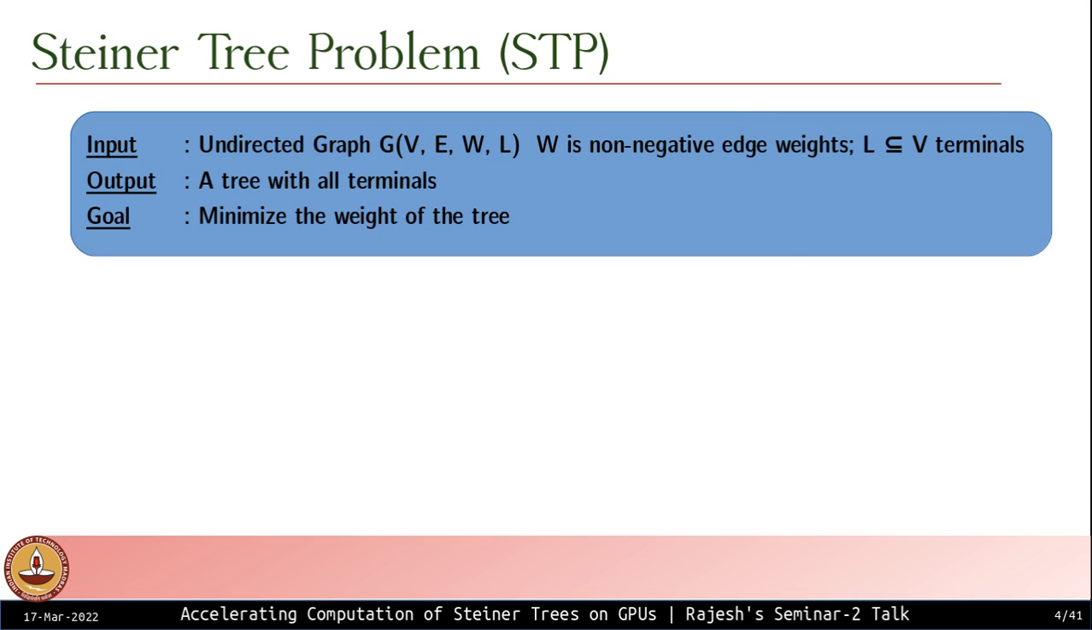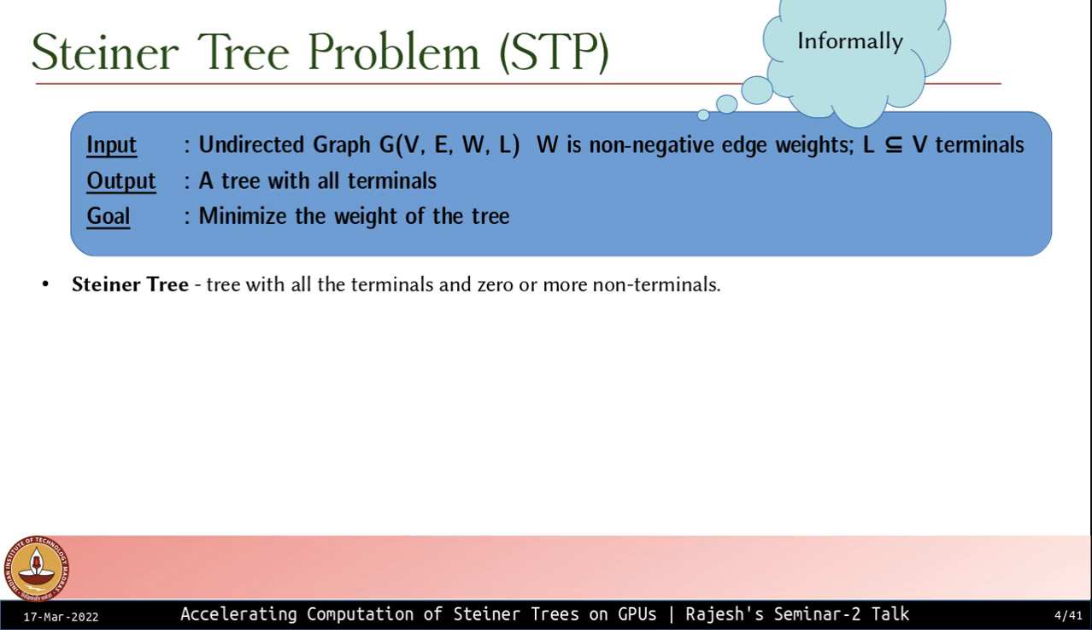Okay, what is the Steiner tree problem? In informal terms, given an undirected graph with non-negative edge weights W, and a subset of vertices which are called terminals, what is the output? We need to output a tree with all terminals. What is the goal here? Our goal is to minimize the weight of the tree.